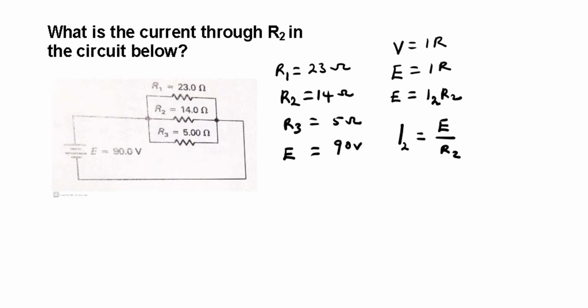So the value for the EMF is 90 and the resistance R2 is 14 ohms. So we now have 90 divided by 14, which will give us 6.4 amperes. So the current flowing through resistance 2 will now be 6.43 amperes.